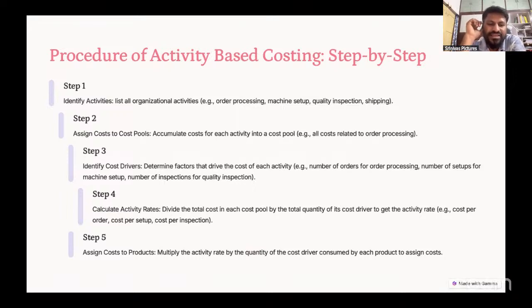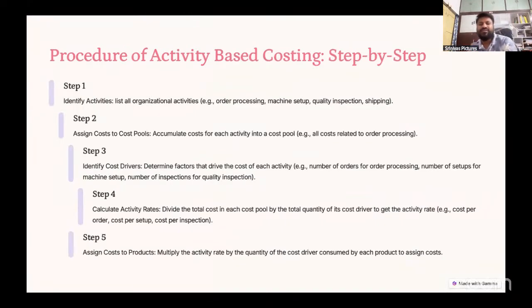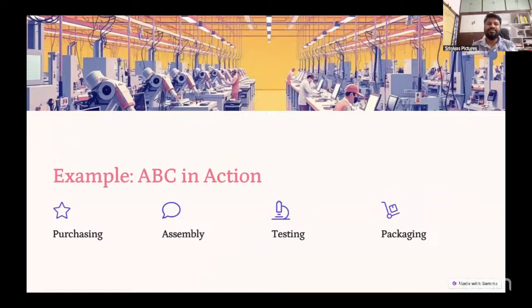Calculate the activity rates: divide the total cost of each cost pool by its cost driver. So individually we will get activity cost rates. Assign the costs to the products: for the relevant product, multiply the activity rate by the quantity of cost drivers consumed by each product. So that is the step-by-step procedure of activity based costing. Next one.